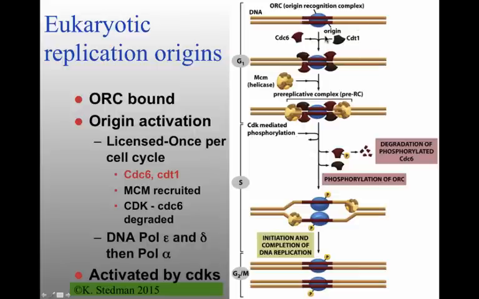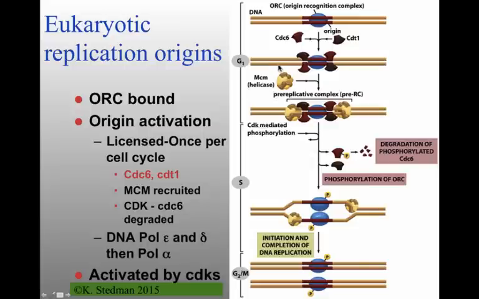CDC6 together with CDT1 bind to the ORC complex, and they get the helicase. Again, this is the replicative helicase in eukaryotic cells. This is MCM. MCM, once it gets onto the DNA, pulls the two strands apart, just like in E. coli and all other systems. As soon as you've got those two strands apart, then replication takes place. You get primases, you get replication formation, etc. So it's always that the critical step is getting MCM associated with this.